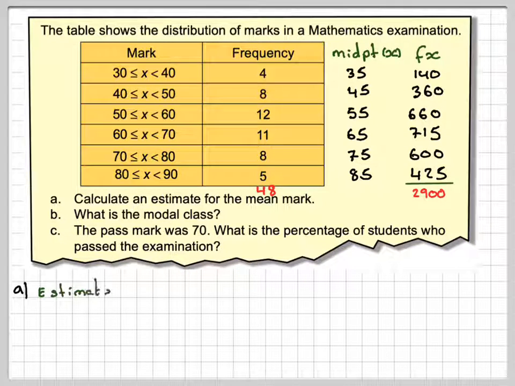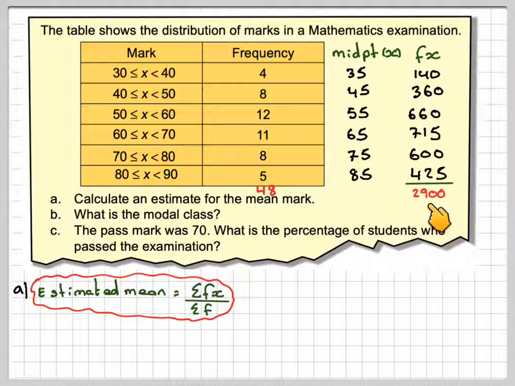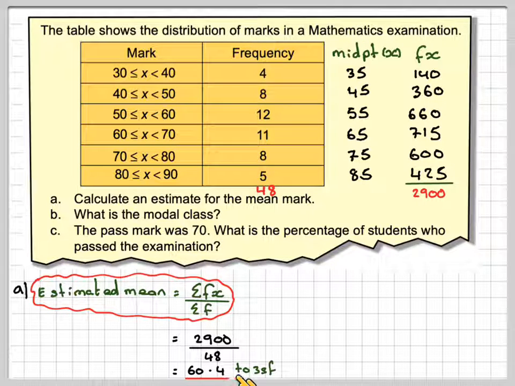So an estimate mean will be the sum of all these, which is 2,900, divided by the sum of the frequencies. So that's 2,900 divided by 48, which will give you an approximate answer of 60.4 to 3 significant figures. Bear in mind, this is not an exact answer for the mean, because some of the original meaning of the data has been lost.